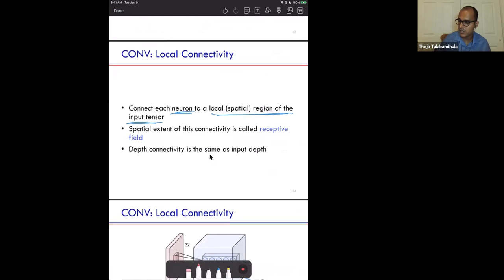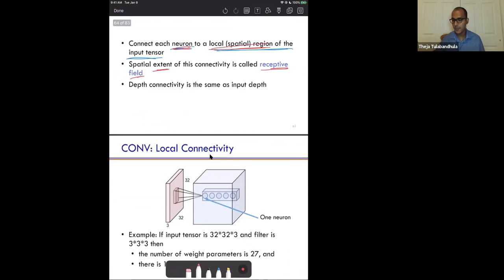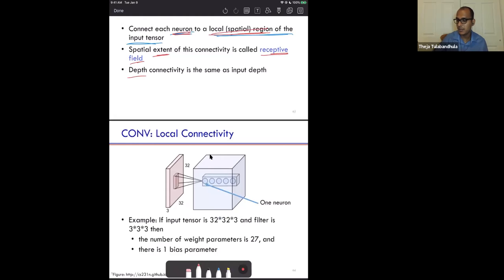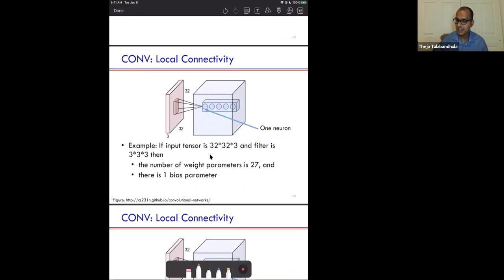So that's what I mean by each neuron, or essentially each output, only looking at a local spatial region of the input. The spatial extent you can just call a receptive field. It's like an eye. That neuron is only looking at a small part of the input tensor, and if it's an image, only a small part of the image. And depth is the same as input depth. We just discussed that.